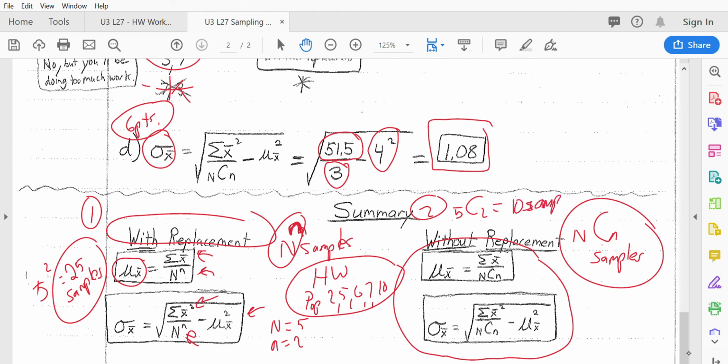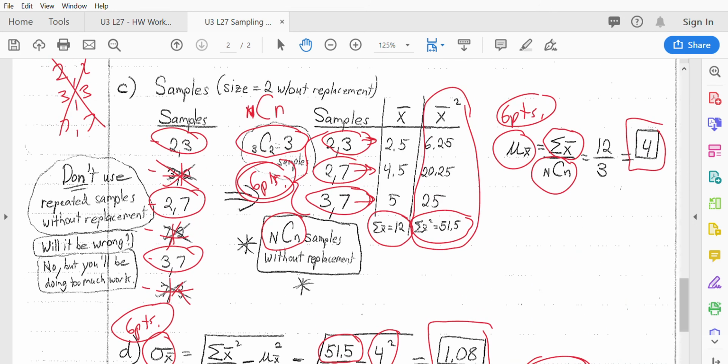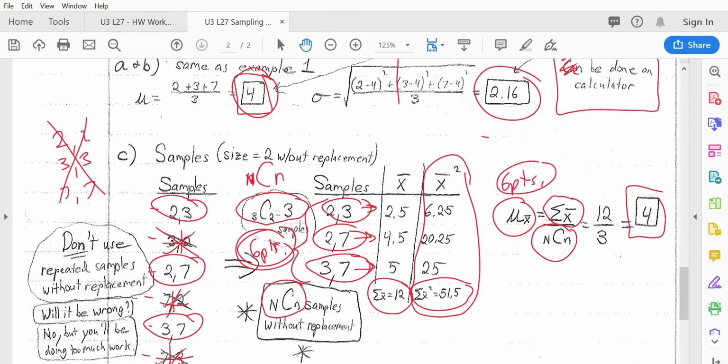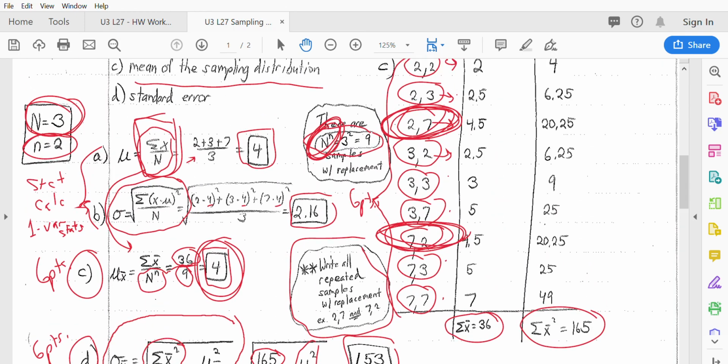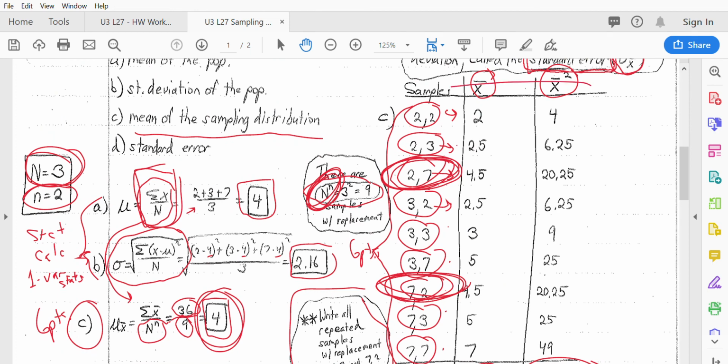When you take a picture of your homework and send it to me, I want to see 25 samples for number 1, and I want to see 10 samples for number 2. And by that, I mean this list for number 2 right here is going to be 10 samples big. That's right, Sharon. And this list for number 1 here will be 25 samples large.